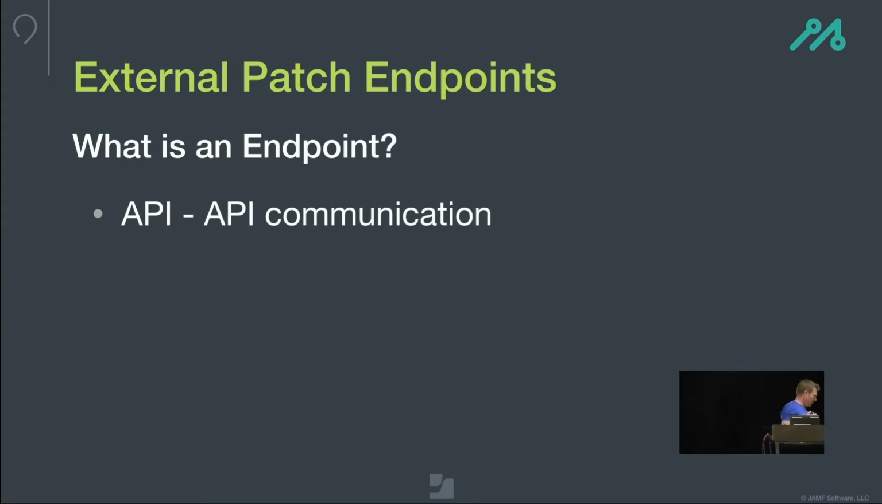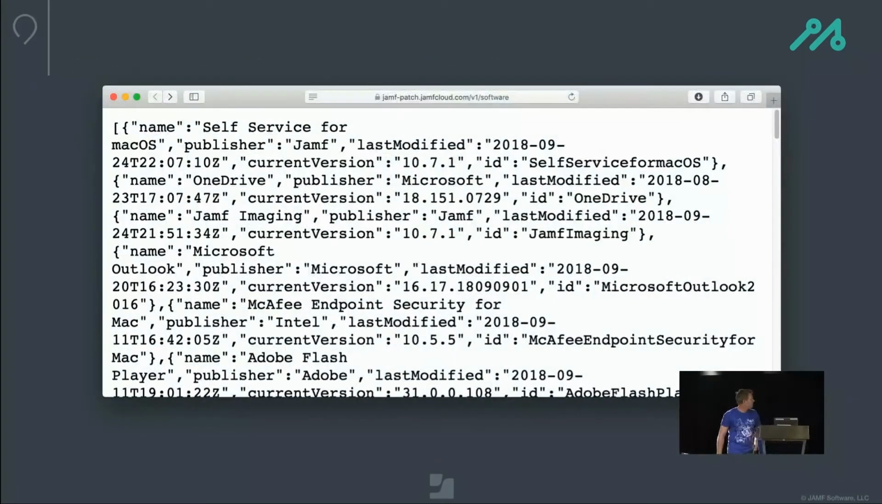So the patch endpoint is an API to API communication. The endpoint provides an API that Jamf Pro will read in. The API has a bunch of nodes on it that we can talk to in order to get information out. The first of which is the software node, which provides a title list of all of the patch definitions that are on the patch API server. And as we can see, it's a lot of information.